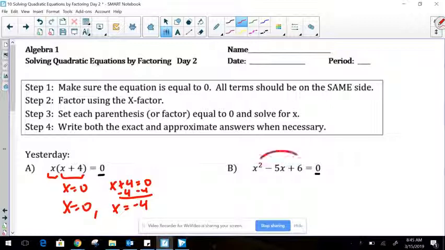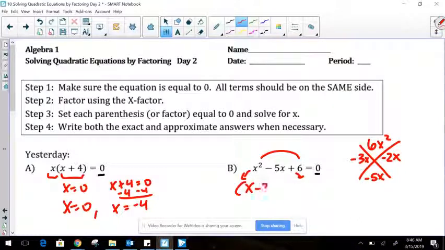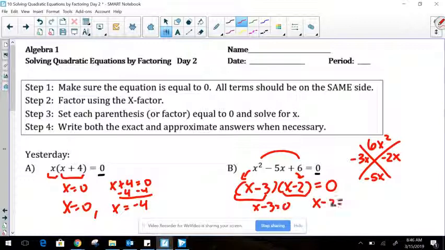Then for problem B, we did first times last and factored, and then set both of those parentheses equal to 0. Let me just write that real quick here. Whether you're doing your shortcut way or keeping your first, keeping your last, your answer is going to be these two sets of parentheses. I'm going to set each one equal to 0 separately. So x minus 3 equals 0, and x minus 2 is equal to 0.